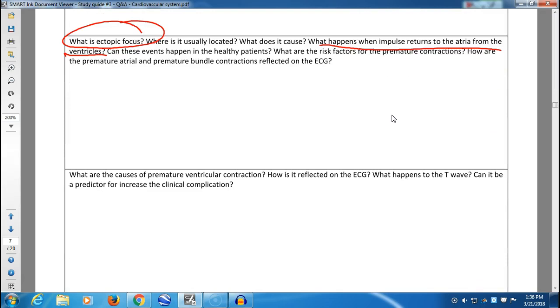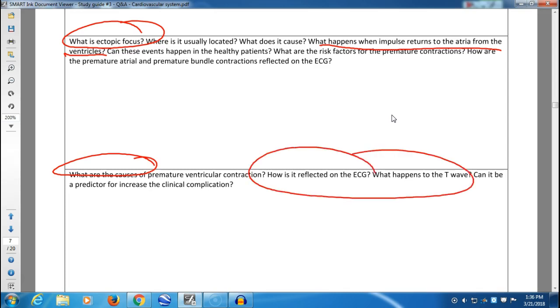Premature ventricular contraction. Causes are the same, basically. Okay. I'm not going to ask you that the T wave is inverted. We're not getting that deep. It is inverted, but we're not getting deep.